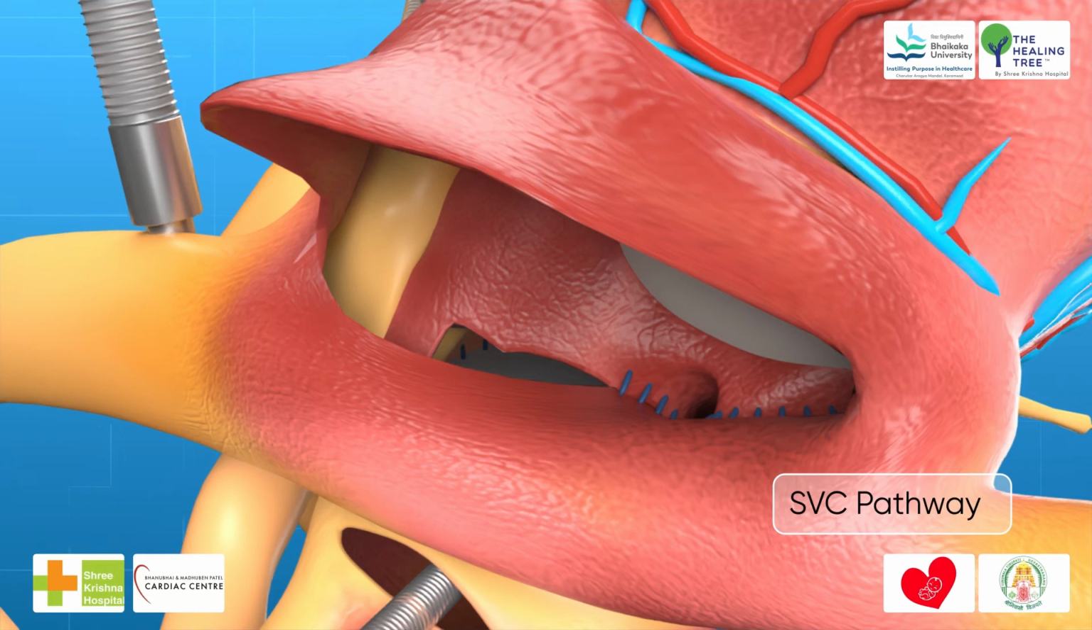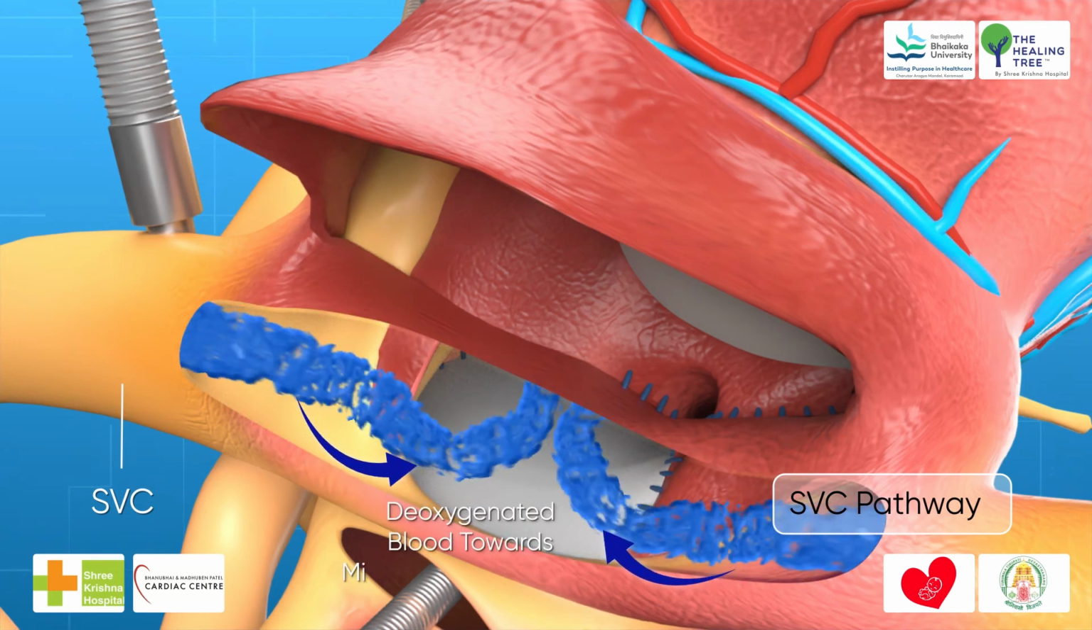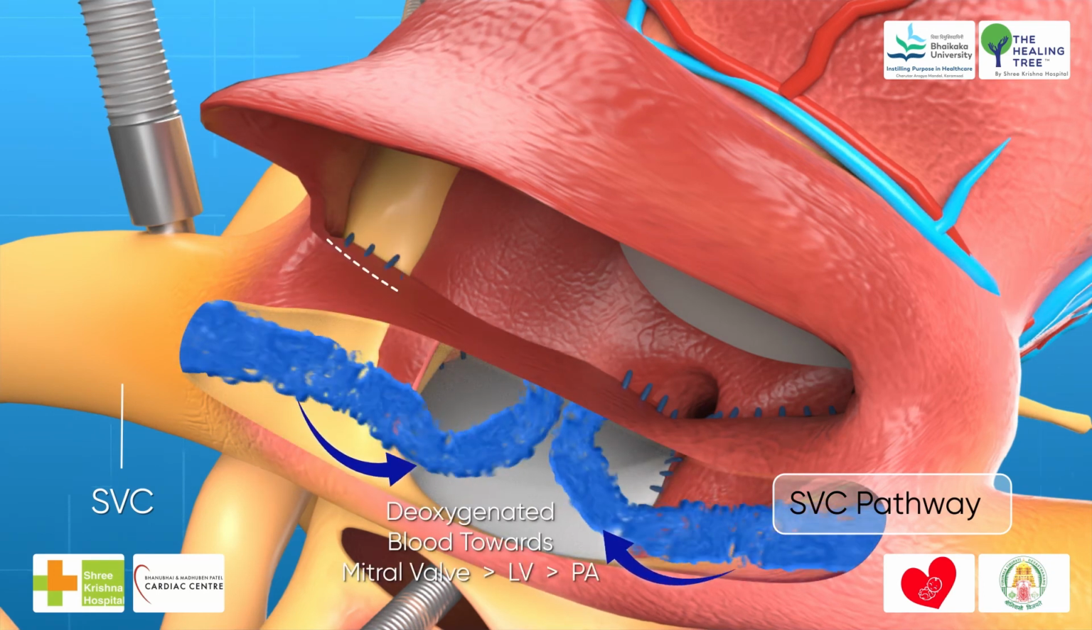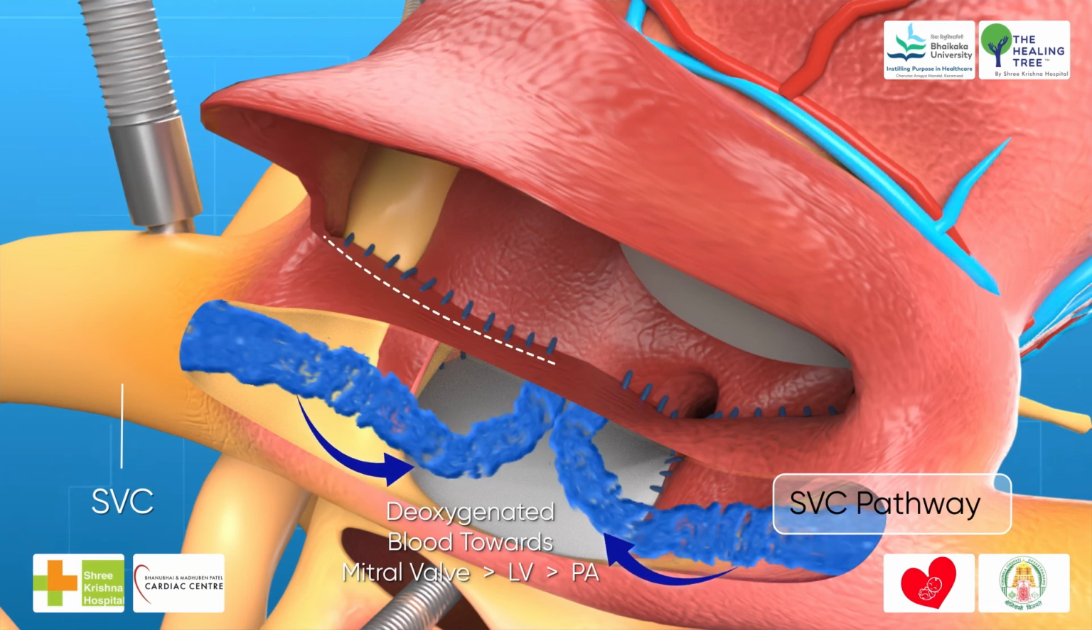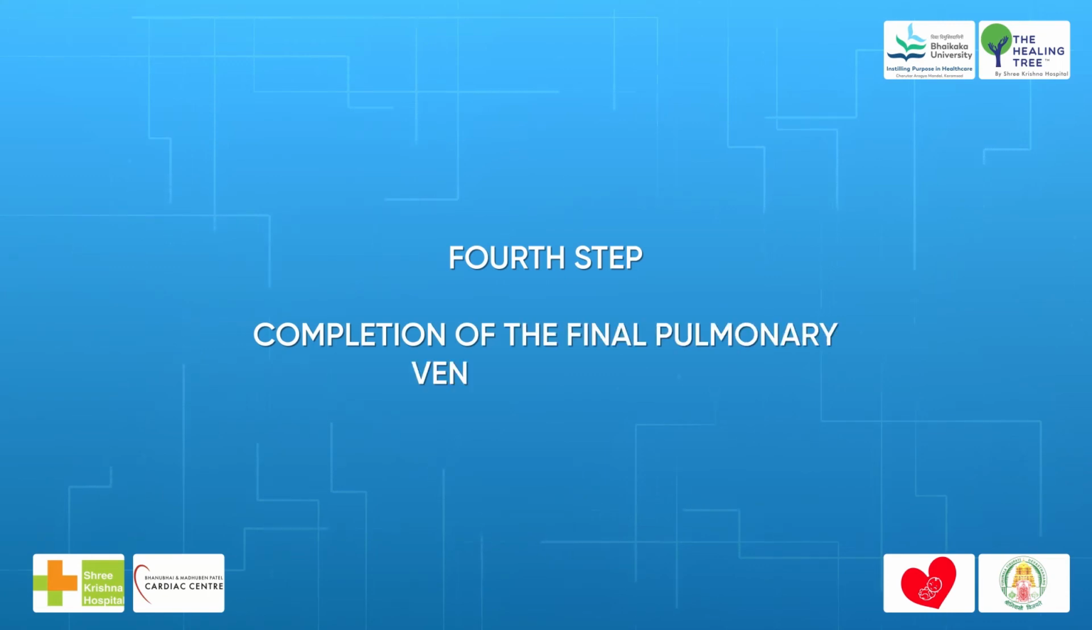SVC pathway. A second suture is used to complete the superior attachment around the SVC and along the limbic tissue. Both the IVC and SVC pathway flaps are sutured to the free edge of the anterior limb of the atrial septum, anterior mitral annulus, thereby redirecting the systemic venous return through the atrial septal defect to the mitral valve and left ventricle. Fourth step. Completion of the final pulmonary venous pathway.